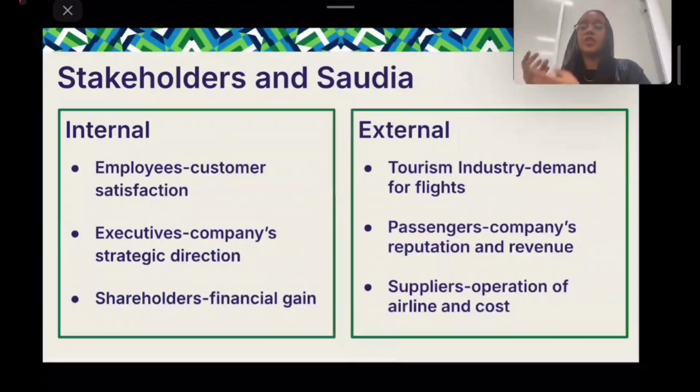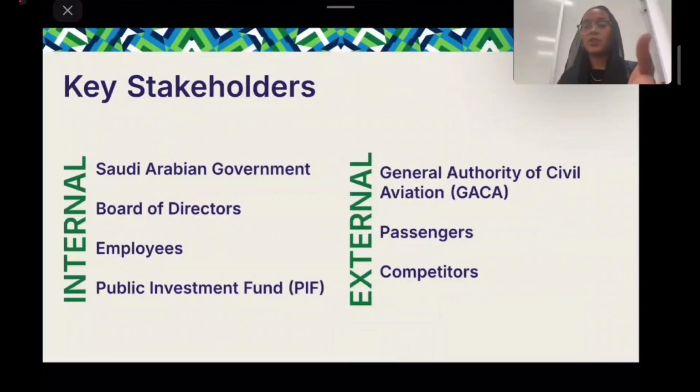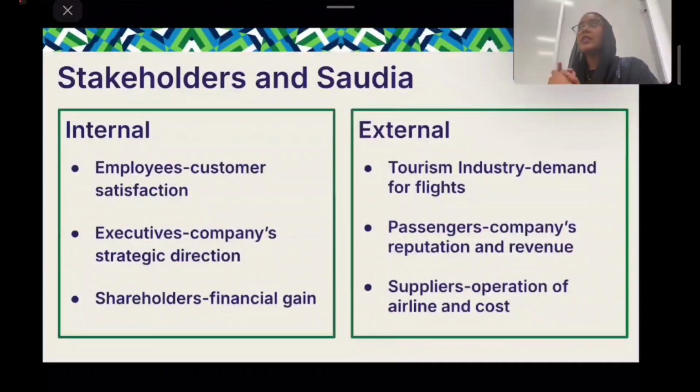Employees, executives, and shareholders, as I've mentioned before, are the key internal stakeholders. The employees play a really big role in the airline because they are almost fully responsible for customer satisfaction. If the employees are not treating the customers well, whether that be stewardesses, pilots, or service employees, if they're not helping customers, then customers are not going to be satisfied with the performance of the airline, so they're not going to go for it. Executives play more of an executive role.